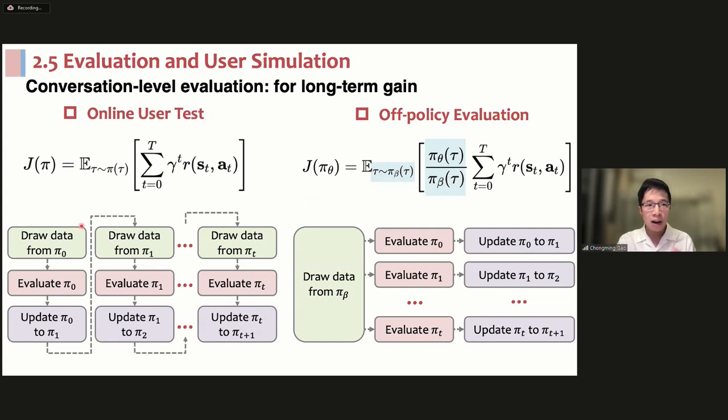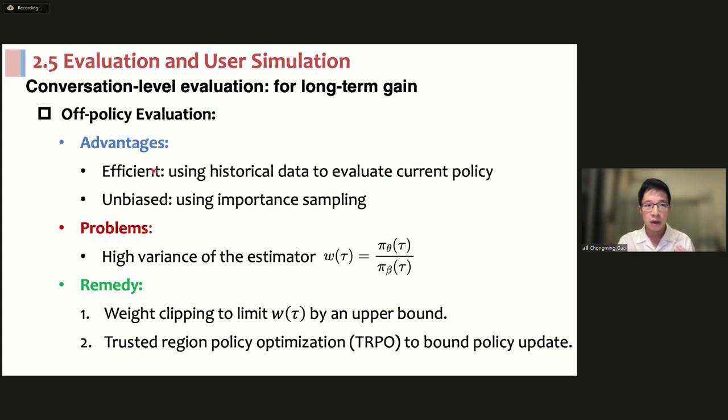So in the online test, we just repeat this procedure by drawing data, evaluating our policy, and updating our current policy to the next policy. The difference here is we only draw data from the historical policy and use those data to evaluate our current policy and update our policy. So we can parallelize this procedure. The advantage of off-policy evaluation is that it's very efficient, because we can use historical data to evaluate the current policy, and it's also unbiased. But the problem here is that we can introduce variance. This problem can be solved by introducing techniques such as weight clipping and trust region policy optimization. You can check our survey paper for more detail.